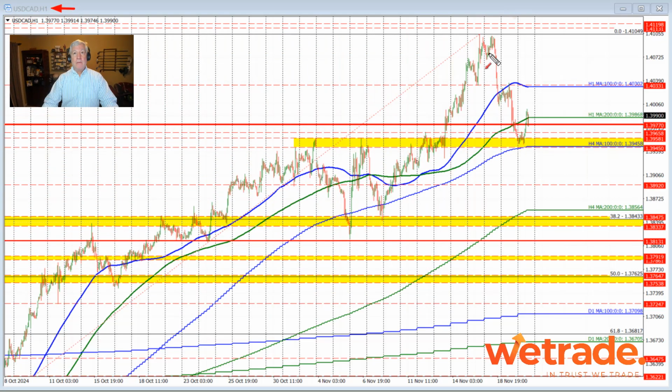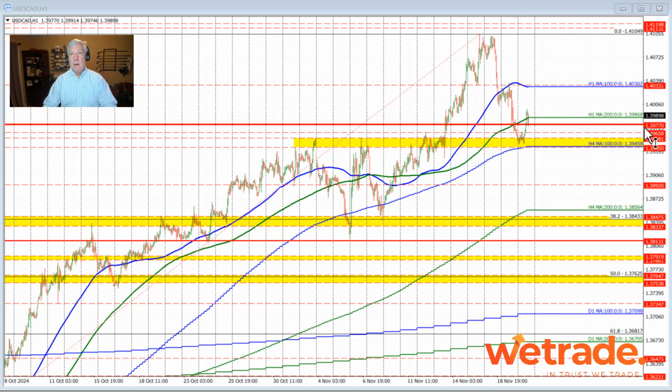Looking at the hourly chart, we've had two pretty decent days to the downside here in the dollar versus Canada. The first day moved below the 100-hour moving average, and then we found resistance sellers against it in trading yesterday before moving to the downside. In the second day, we moved below the 200-hour moving average. That's the green line in this chart.